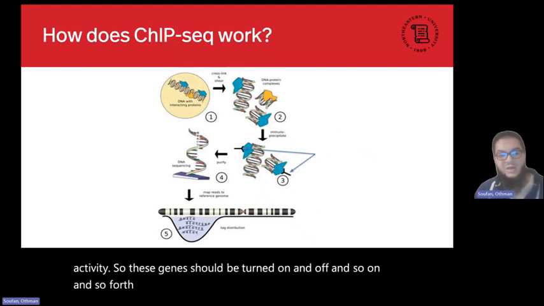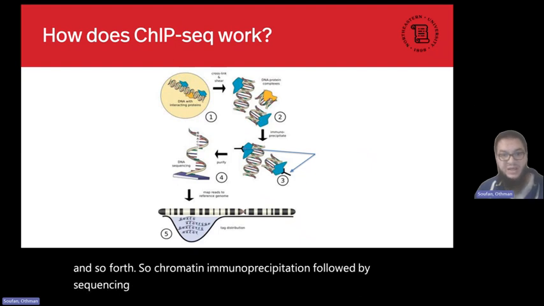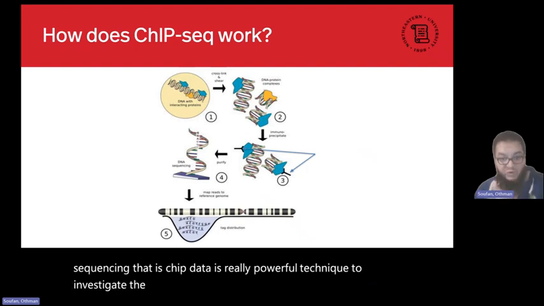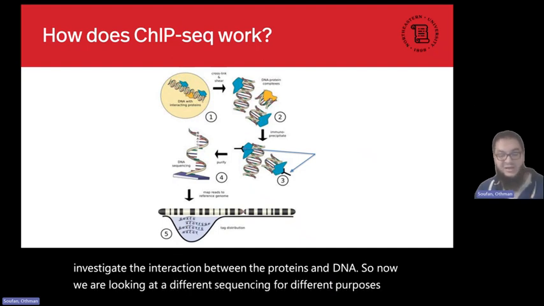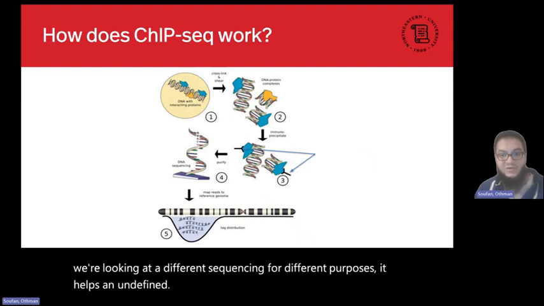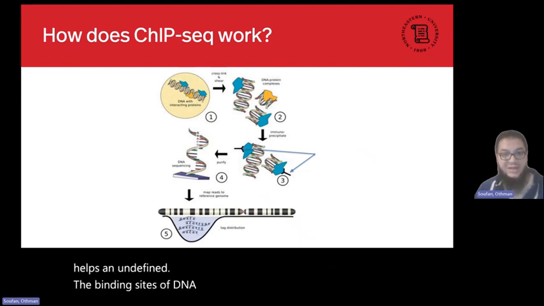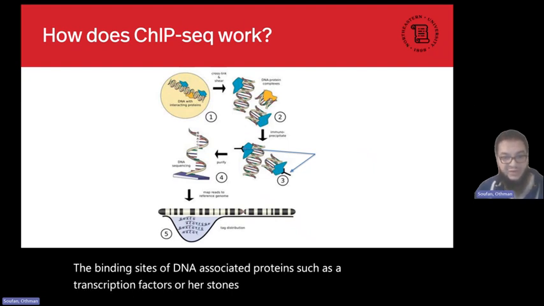So chromatin immunoprecipitation followed by sequencing, that is ChIP-Seq data, is a really powerful technique to investigate the interaction between the proteins and DNA. So now we're looking at a different sequencing for different purposes. It helps in identifying the binding sites of DNA-associated proteins, such as transcription factors or histones with specific modifications.